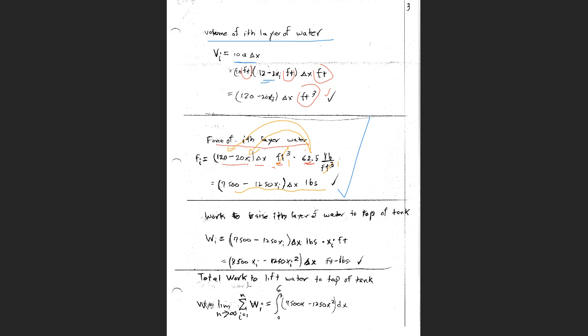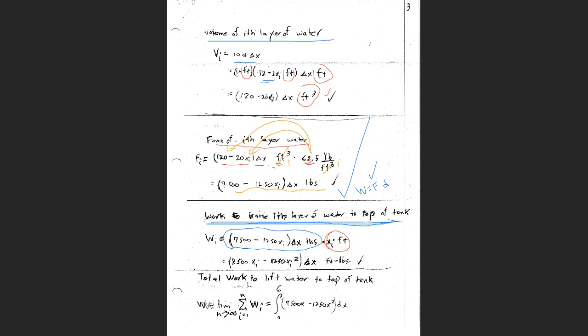Okay, well now we want to know the work needed to raise the ith layer of water to the top of the tank. What's the work needed to raise the ith layer of water to the top of the tank? Well, so again, what is work? Work is force times distance. The force we know, this is your force right here. And we're going to multiply that by the distance. This is the distance that the ith layer of water is from the top of the tank.